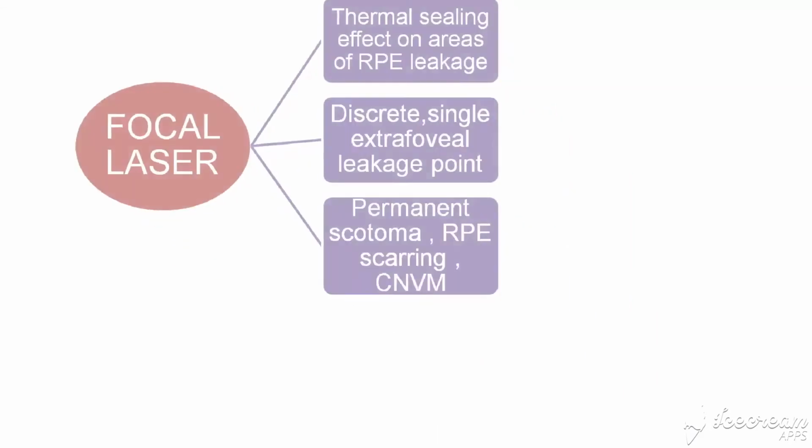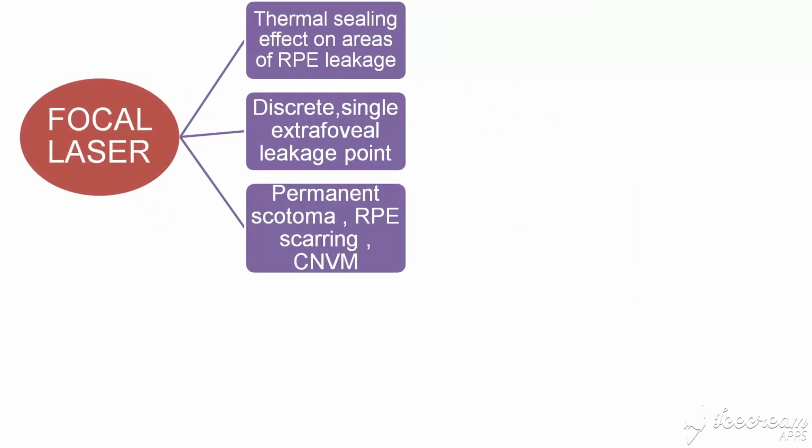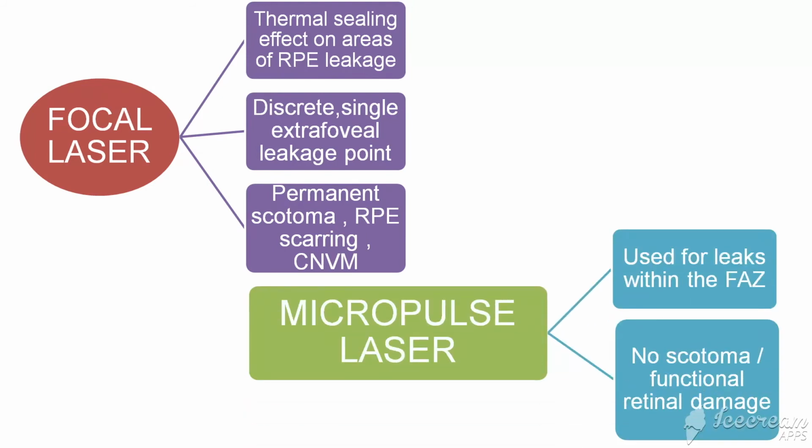Active treatment involves focal laser, in which the laser is applied directly to the sites of leakage, which has a thermal sealing effect and promotes healing. This is used when it is a solitary, discrete extrafoveal leakage point. The disadvantages are that it can cause a permanent scotoma, RPE scarring, and a post-laser CNVM. Hence, micropulse diode laser is used, which can also be used for the leakage within the foveal avascular zone. The advantage is that it does not cause any scotoma and no functional retinal damage.